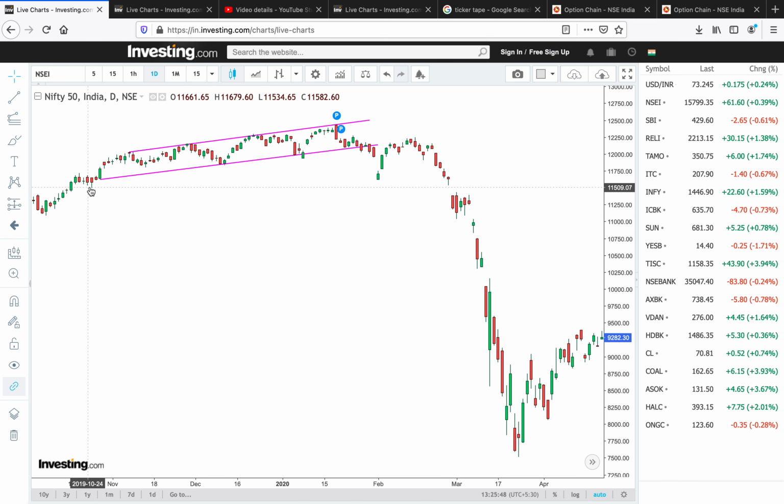So in this case, what you see is basically equidistant patterns. You will be able to identify point number 1, point number 2, point number 3, 4, 5, 6, 7, and then a breakout happens. Now this channel can either be bullish or bearish. And there is something very important in all these patterns which I have not forgotten to tell you in the last two videos.